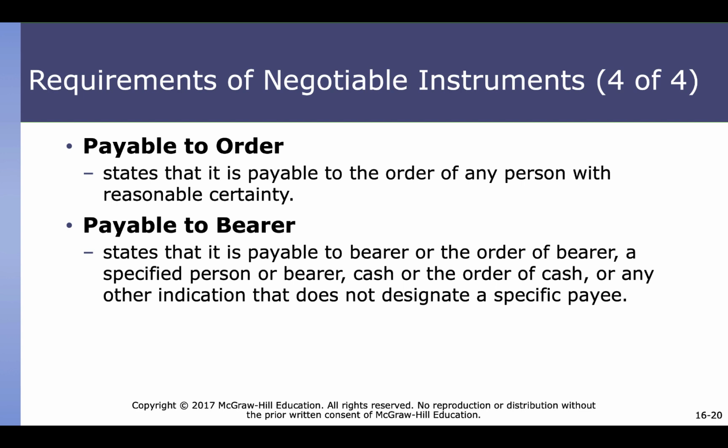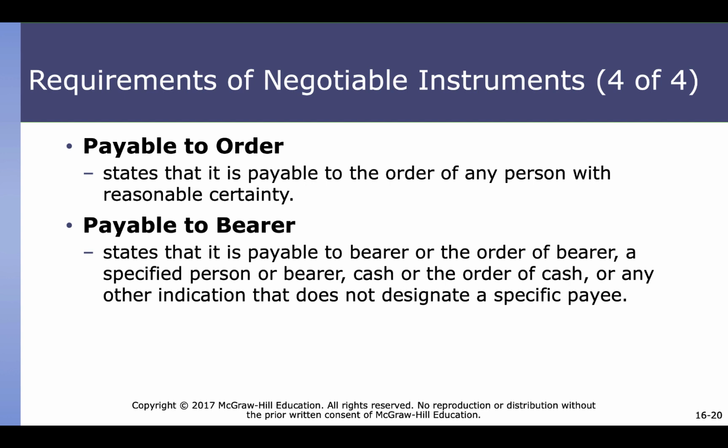And then it has to be either payable to order or payable to bearer. Payable to order means that it's payable to the order of any person with reasonable certainty. So if I have a check and I endorse it on the back, payable to order of John Smith, John Smith can cash the check. The second one, payable to bearer, means it is payable just to the person who has the check. So it's payable to the bearer or the order of bearer, a specified person or bearer, or cash or order of cash, or any other indication that does not designate a specific payee.